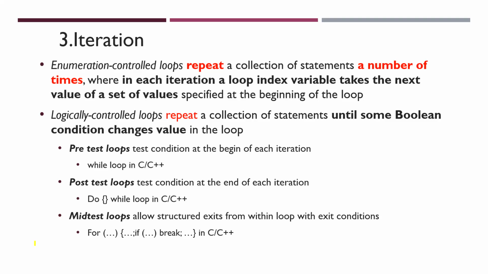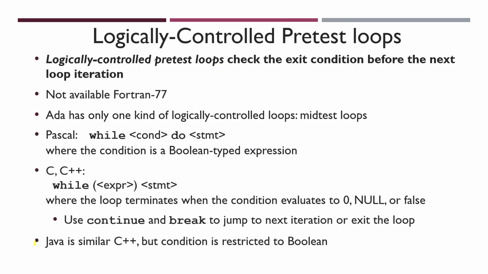Okay, clear? So there are three types of iteration: pre-test, post-test, mid-test. If we check the condition at the start of each iteration, that is pre-test iteration. If we check at the end of each iteration, that is post-test iteration. If there is a possibility to check in between each iteration, that is mid-test iteration.